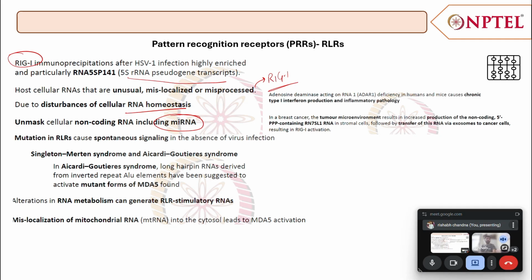Okay, so there are some diseases associated with these particular receptors, that is Singleton-Merten syndrome and Aicardi-Goutieres syndrome. So in Aicardi-Goutieres syndrome, the long hairpin derived from inverted repeat ALU elements have been suggested to activate mutant forms of MDA5. Because ALU elements are basically the transposons. So these transposons are jumping genes.